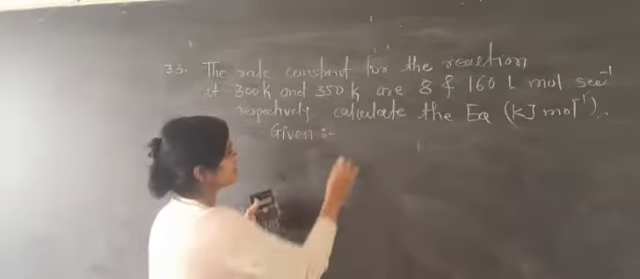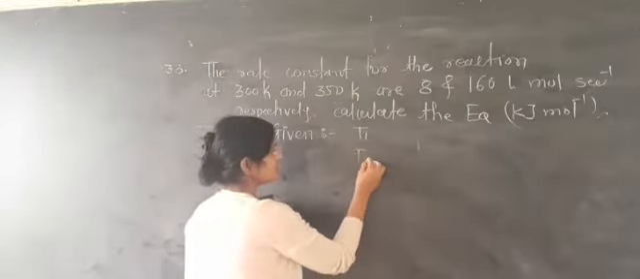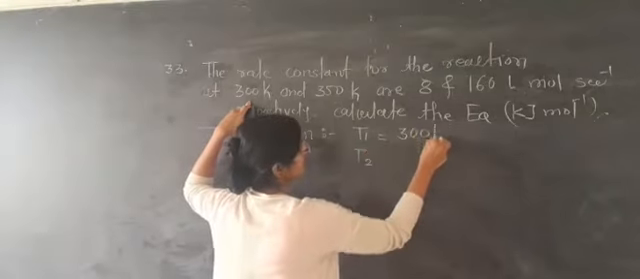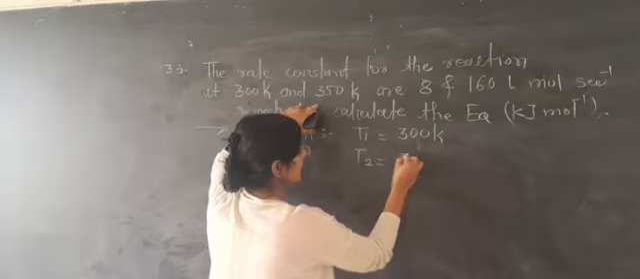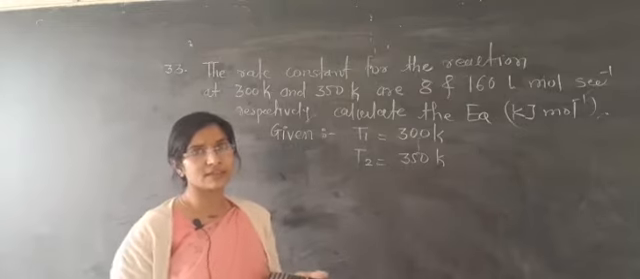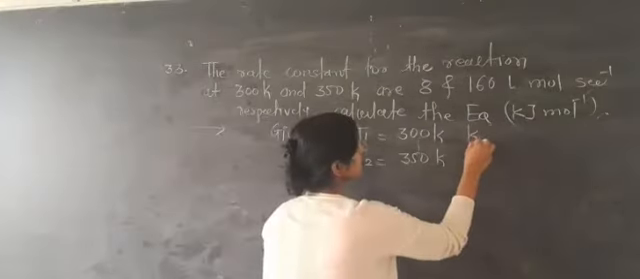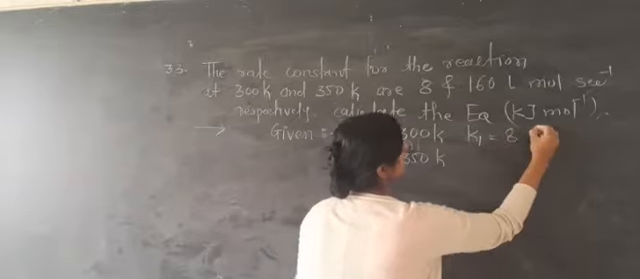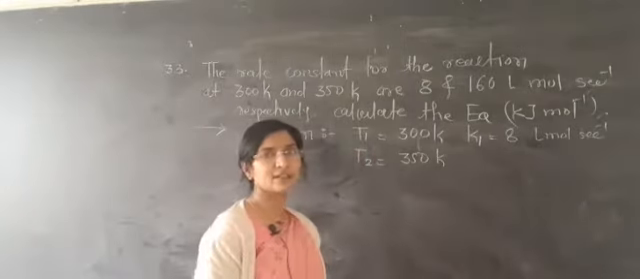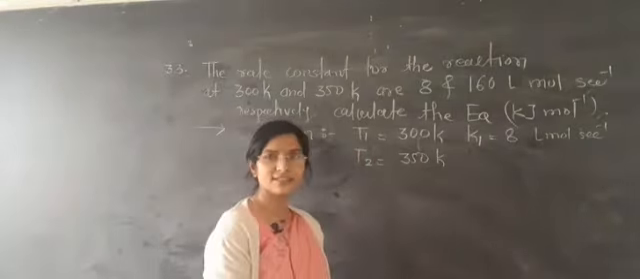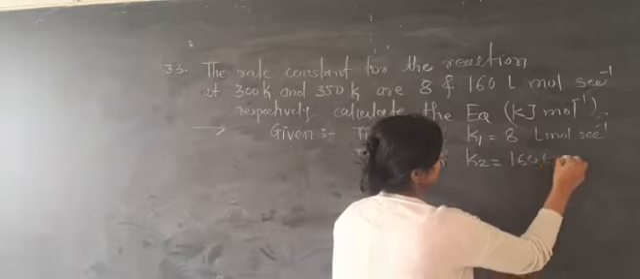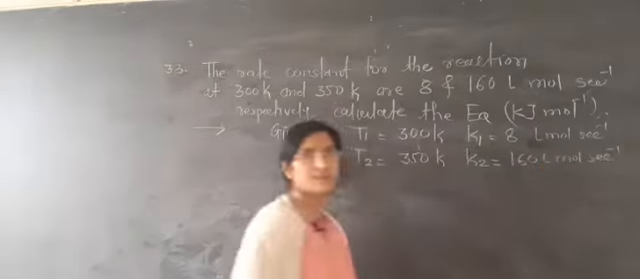Then, what is given? There are two temperatures, T1 and T2. T1 is 300 Kelvin. T2 is 350 Kelvin. Respectively, the rate constants are also given here. K1 is 8 liter per mole per second. On the basis of the unit, we also find that it is a second order reaction. Then K2 is 160 liter per mole per second. These are the given terms.